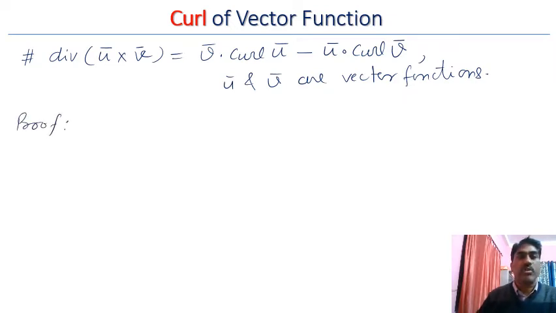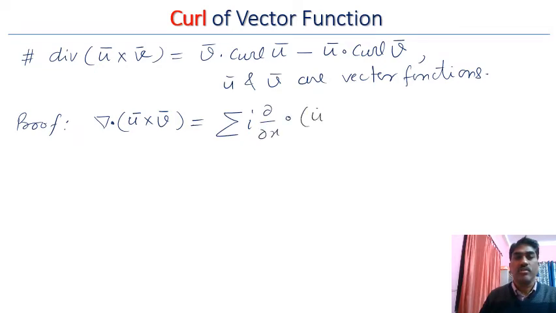So we will use the shorthand notation. Divergence of u cross v can be written as sigma i dot del by del x of u cross v. Keep in mind that this dot is not due to del by del x, it is due to i. So del by del x can be moved from left to right and right to left of the dot, but i will remain at its position.